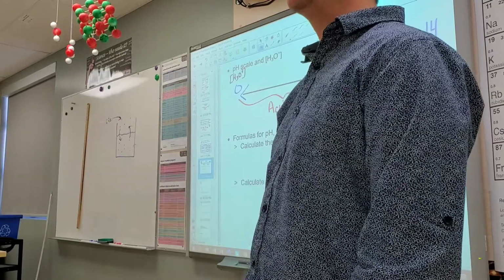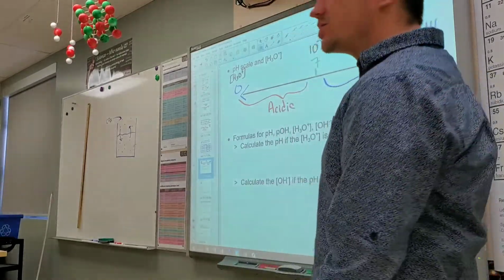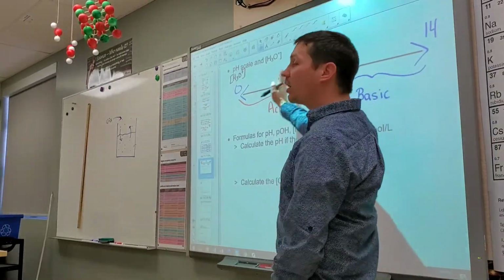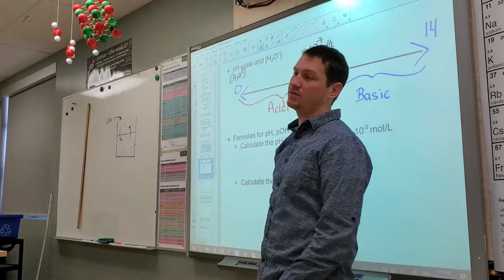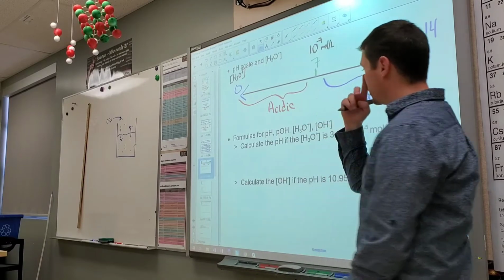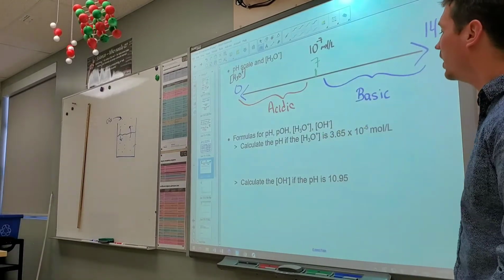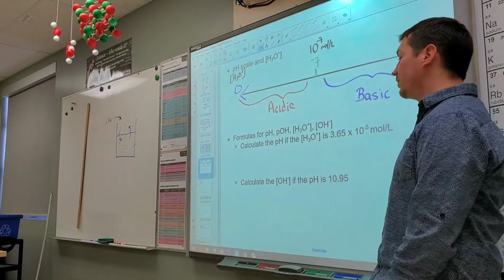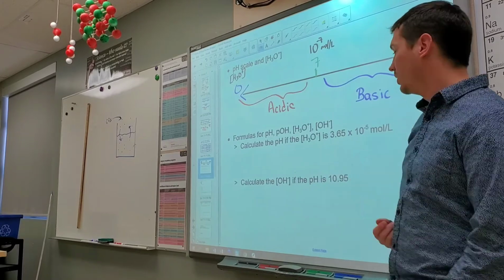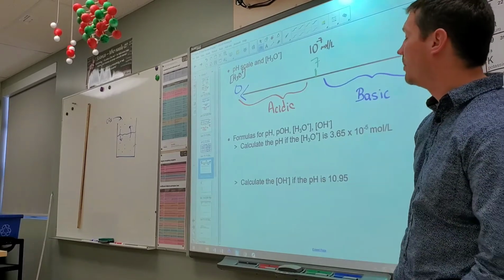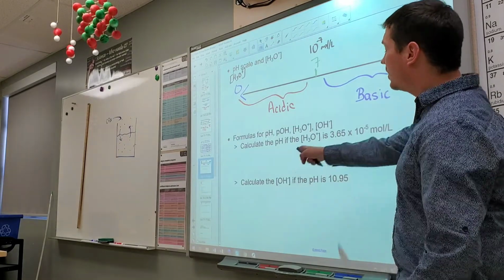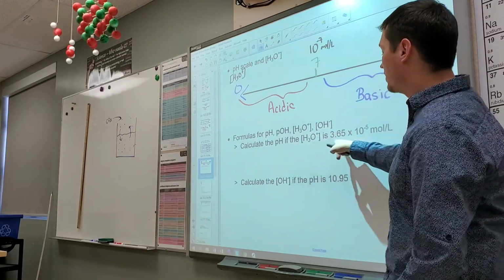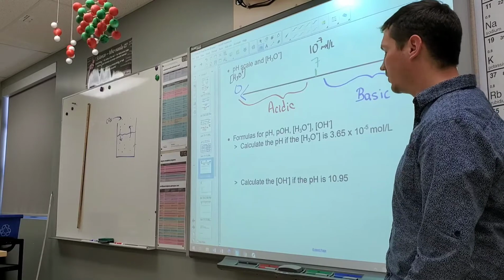It'd be a pH of 3, right? So the stronger the acid concentration, the lower the pH value we give it. The closer to 0, the more negative it becomes. There are some formulas for pH, pOH, hydronium, and hydroxide that we have to remember, and we're going to go through this. Calculate the pH if the hydronium concentration is 3.65 times 10 to the negative 5.